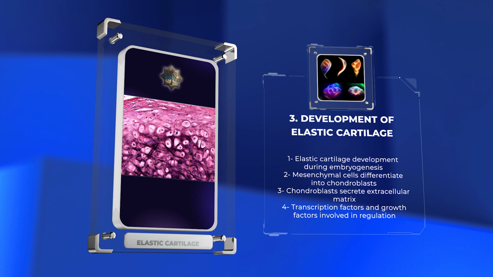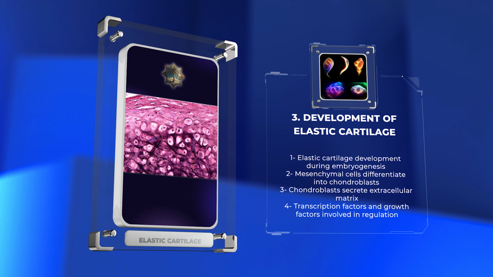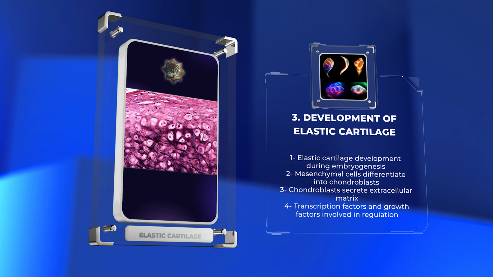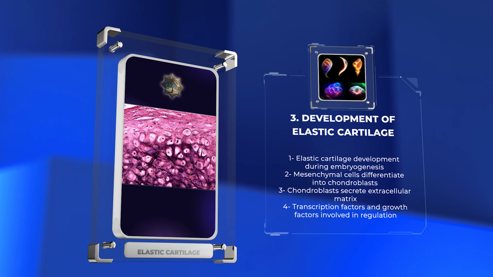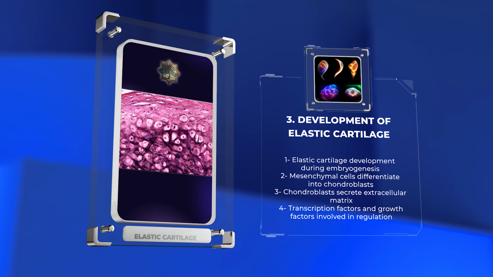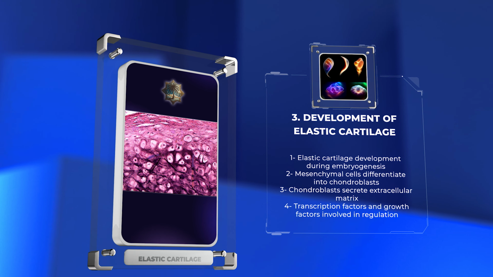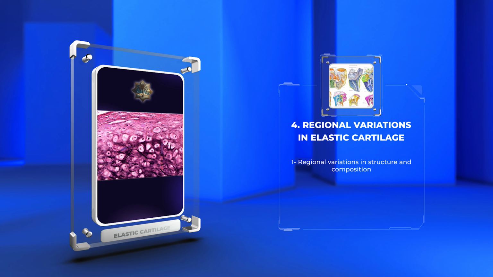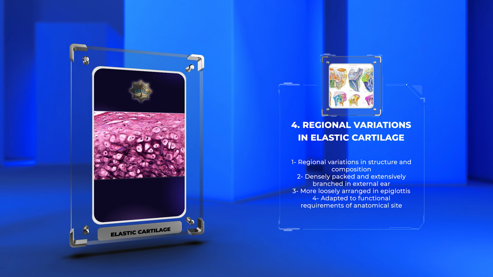During development, certain genes and signaling pathways play crucial roles in determining the fate of mesenchymal cells towards elastic cartilage differentiation. Transcription factors like SOX9 and SOX10, as well as growth factors like TGF-beta, are involved in regulating elastic cartilage development. Elastic cartilage exhibits regional variations in structure and composition, depending on its location within the body.